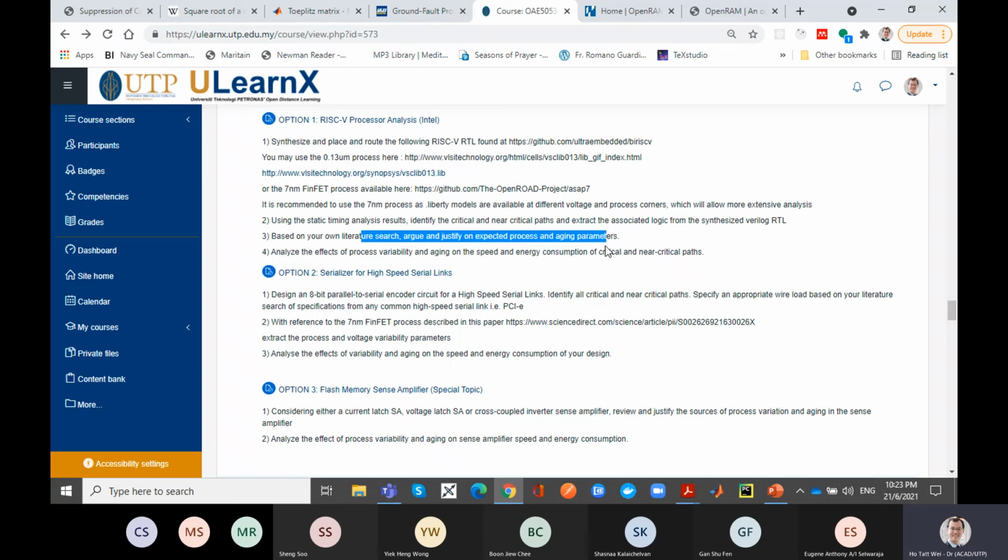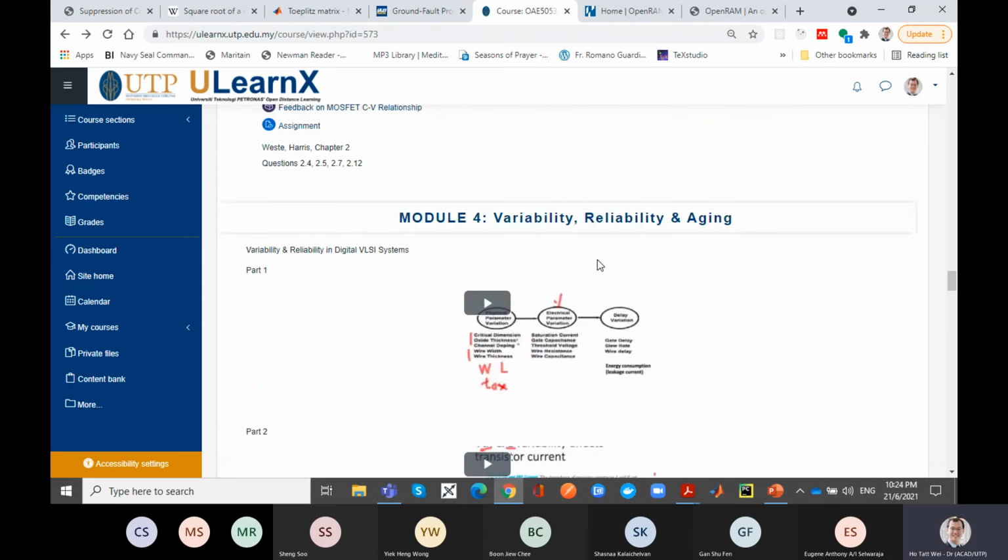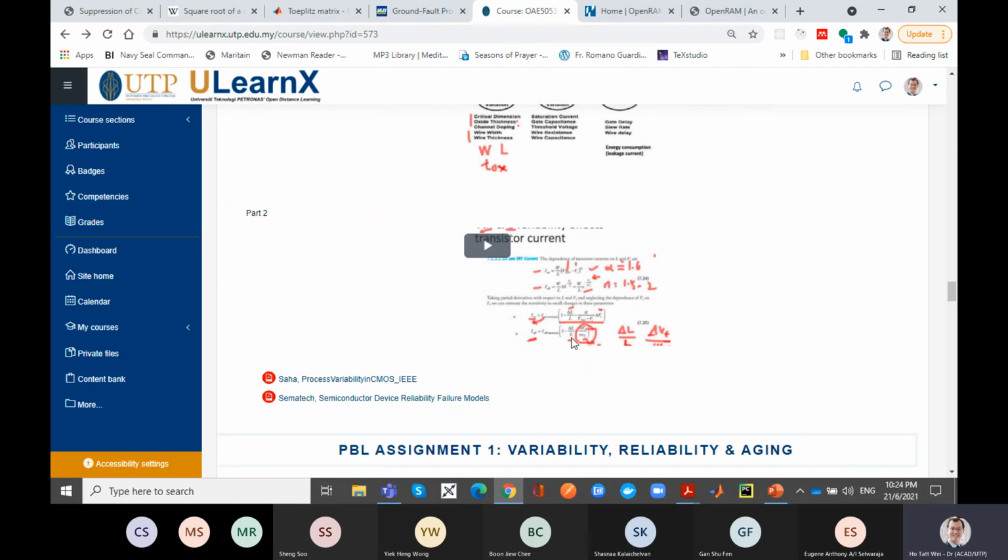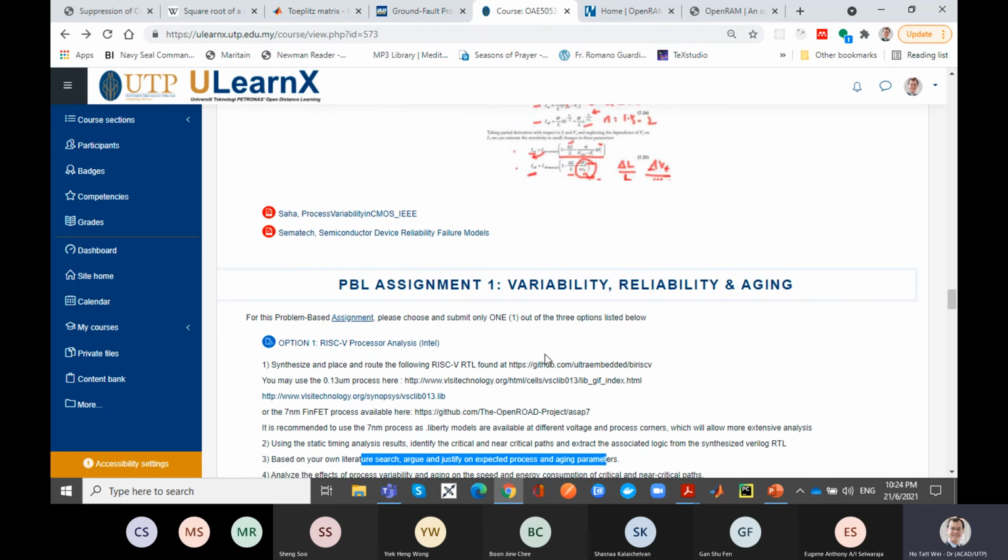And number 4 is basically I want to see you understand what happens with variability or aging, how that changes the speed and energy. Specifically talking about the critical path and near critical path. Again, you can apply some of the analysis that I went through in these lectures. Like you can trace how many transistors, if you assume a certain number of sigma variation based on some reported data. Because the OSU 35 nanometer is quite a popular process, so I presume people would have talked about it.